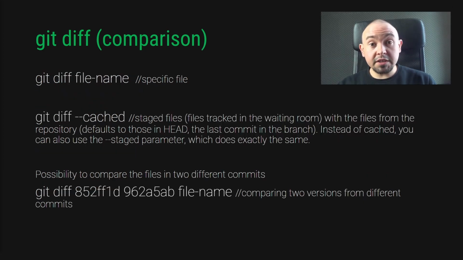We can also indicate the name of a specific file, which versions from the working directory and the staging area we want to compare. We can also use the cached parameter to compare what we have in the staging area with what we have in the latest commit. We can also compare the file versions from different commits.